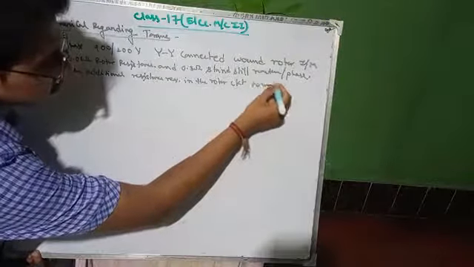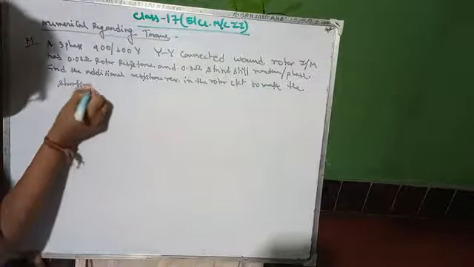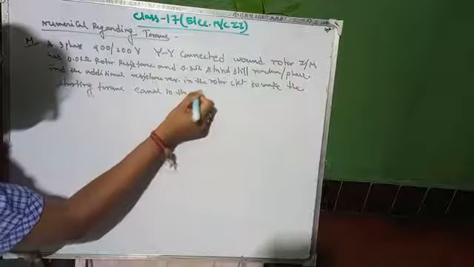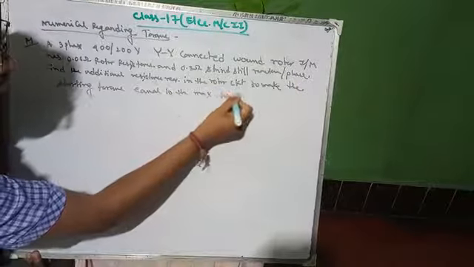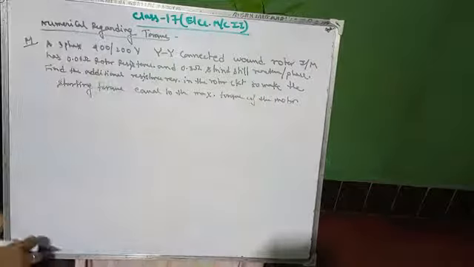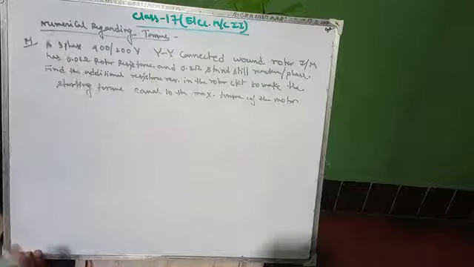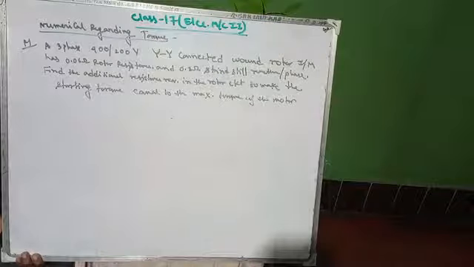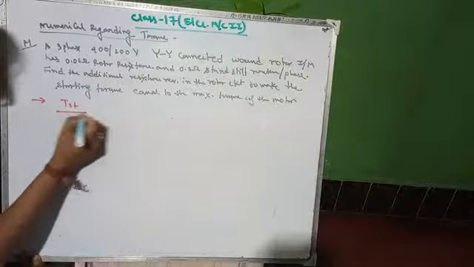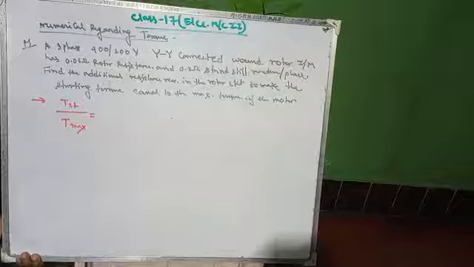To make the starting torque equal to the maximum torque of the motor. Okay, so additional resistance you have to require to make the starting torque maximum. So what will be the formula? What is the relation of starting torque to the maximum torque? So what is the starting torque?